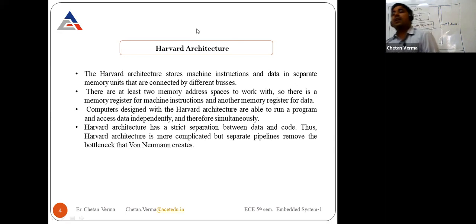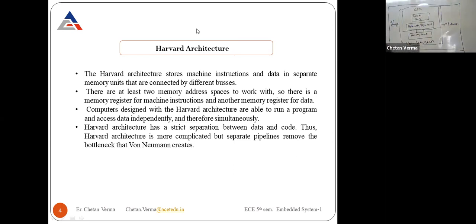Computers designed with the Harvard architecture are able to run a program and access data independently, and therefore simultaneously. The Harvard architecture has a strict separation between data and code. Thus, the Harvard architecture is more complicated, but it has separate pipelines and removes the bottleneck that the von Neumann architecture creates.